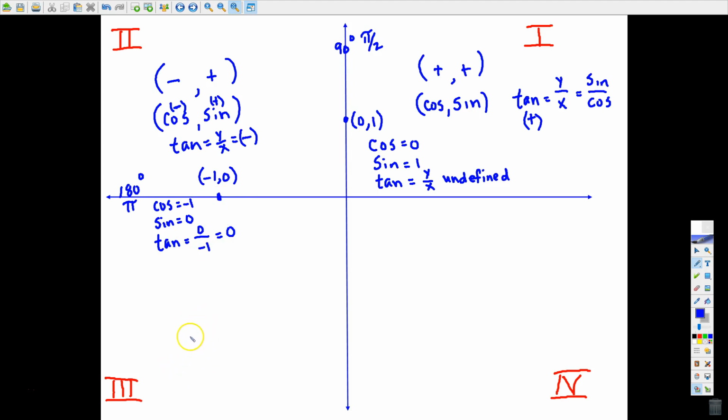Okay, down here in quadrant 3, in the ordered pairs, x and y are both negative. That means cosine is negative in quadrant 3, so is sine.